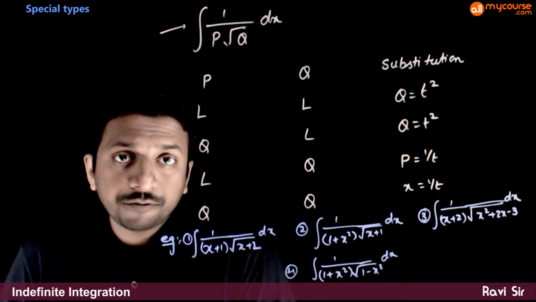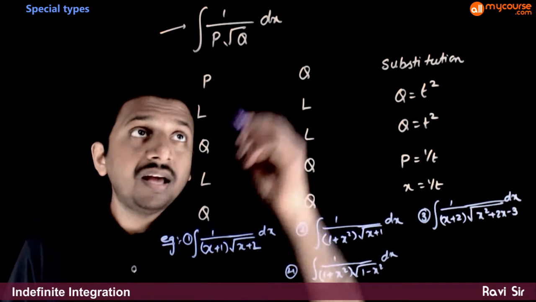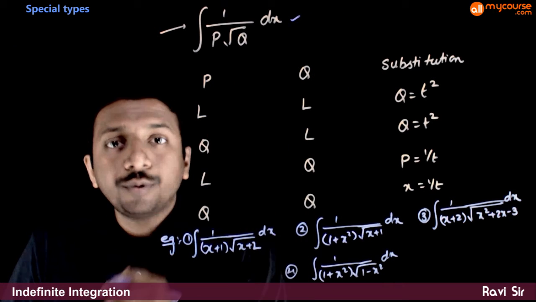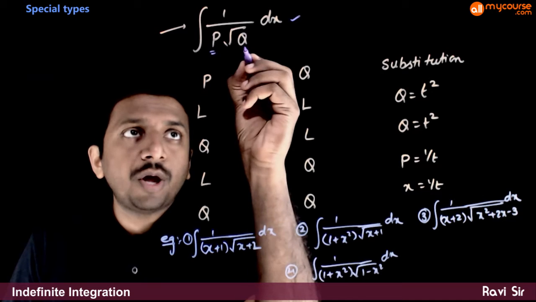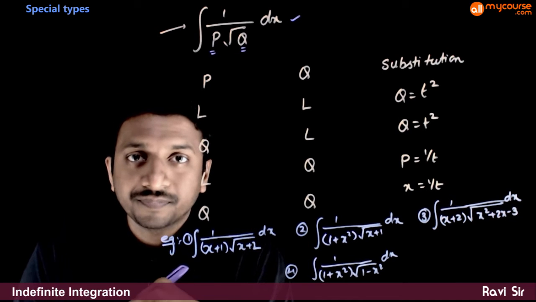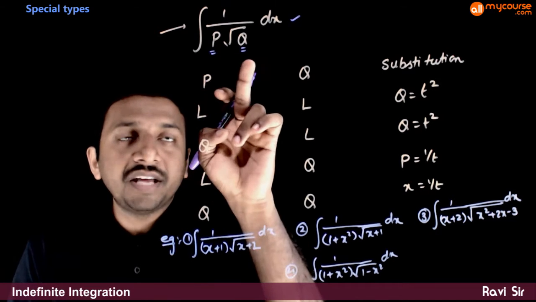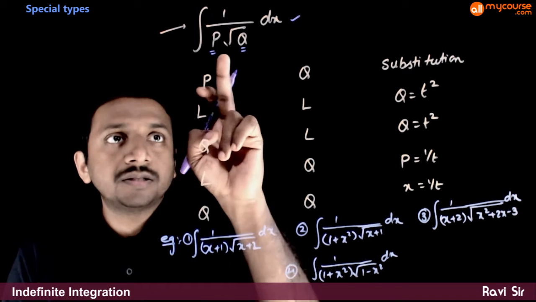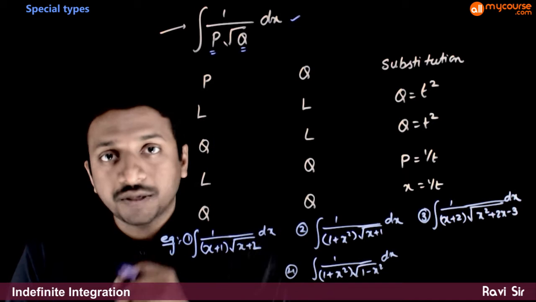The next special type of integrals that we are going to see are integrals of the form 1 by p times root q, where p is a polynomial and q is a polynomial. So depending on the nature of p and q, we'll do different substitutions. So I have drawn a table of substitutions.